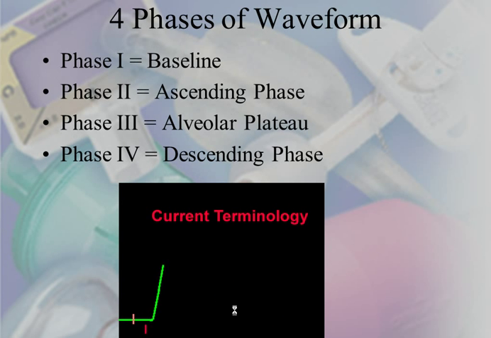All right, so there's 4 phases. We've got the baseline, phase 1. Phase 2 is the ascending phase. Phase 3 is the alveolar plateau. Phase 4 is the descending phase. So you can see all those phases if you look down at the bottom of the picture. You can see phase 1, phase 2, phase 3, and then the descending phase, which is phase 4.